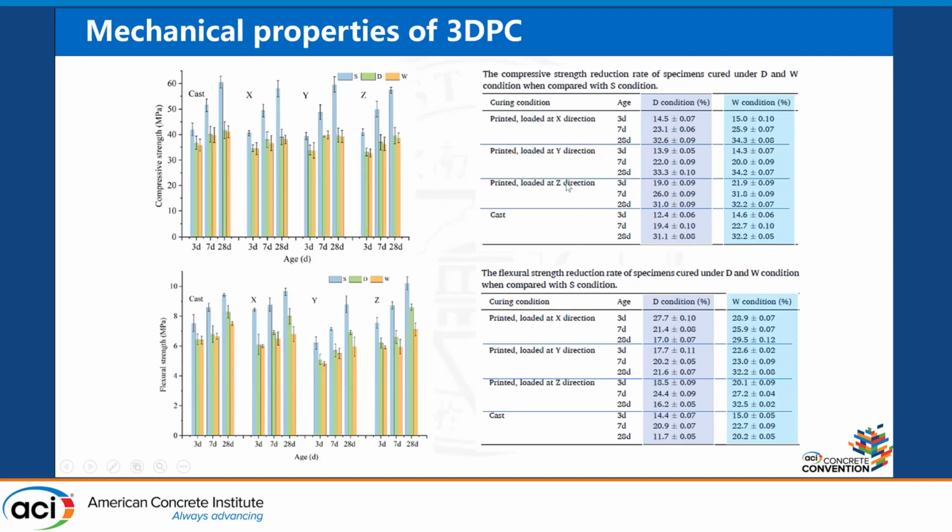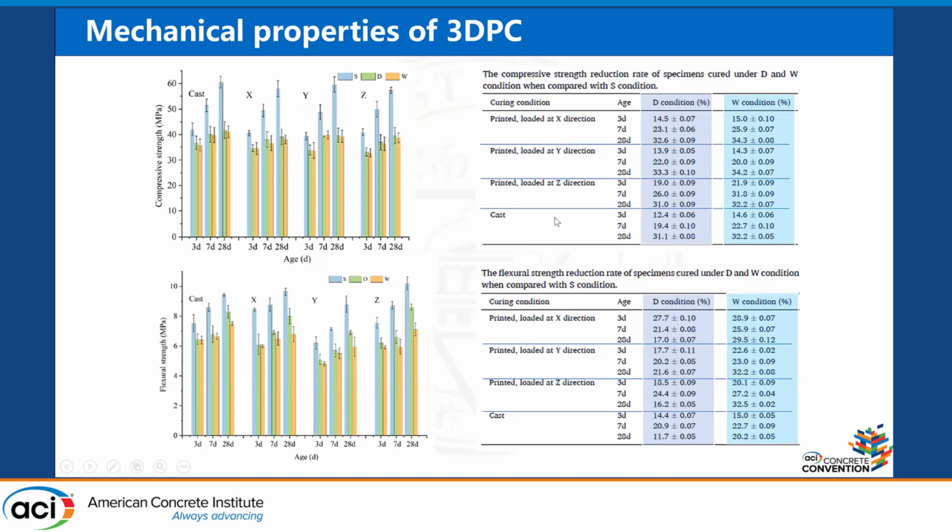In the two tables, we compared the strength we obtained after curing under dry and under wind. Here is the compressive strength. You can see that under drying conditions, we can compare the strength at different curing times. For the printed loaded at X direction and at Y direction, that means we got the mechanical properties from different directions.